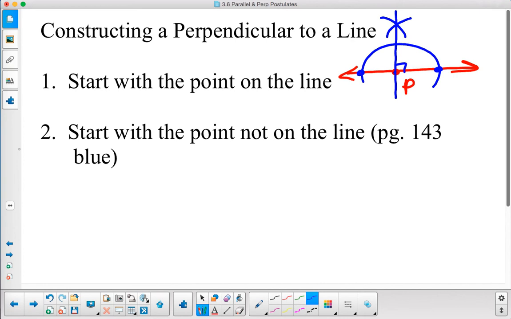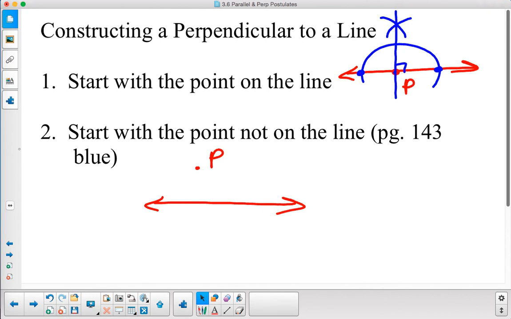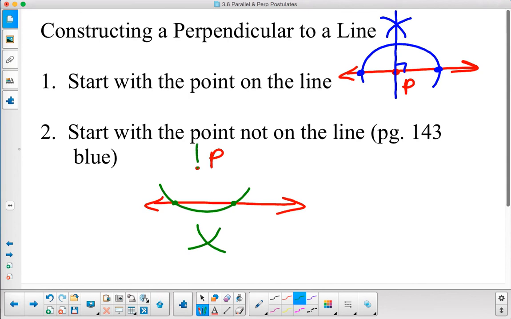The second one, it is on page 143 if you want to see that. We started with a line and the point that's not on the line. This is very much like the perpendicular postulate just a little bit ago. It says there's going to be a perpendicular that's possible. So from point P, make an arc that crosses your line twice. From those intersection points, you will make the X in order to draw the perpendicular. Makes a 90-degree angle.